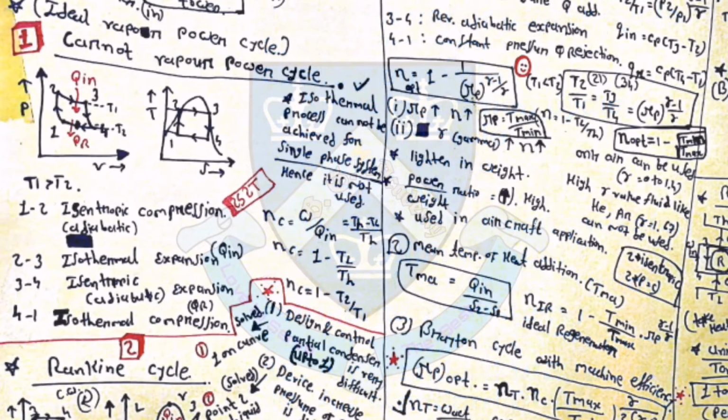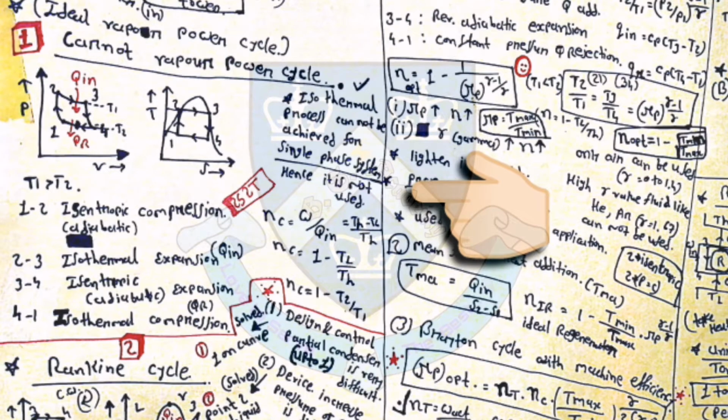So let's see the Carnot vapor cycle. There are 2 diagrams here. First one is PV diagram and second one is TS diagram. You can take a screenshot if you want and then note down the diagram. The efficiency equation for the Carnot vapor cycle is eta C is equal to W upon Qin is equal to Th minus TL upon Th.